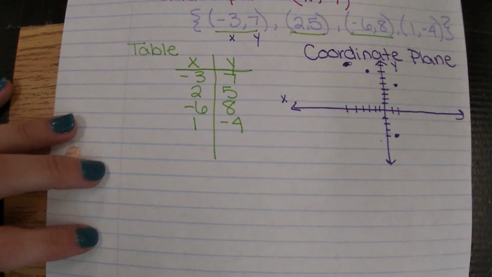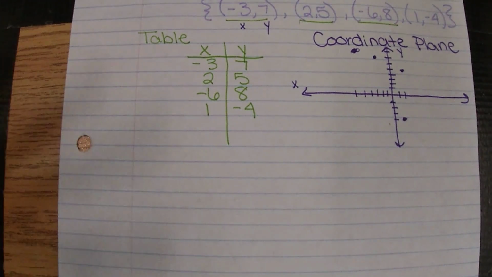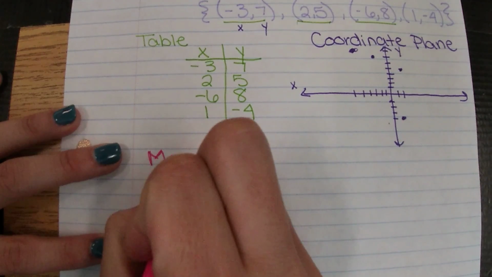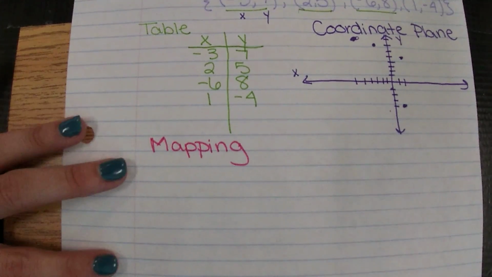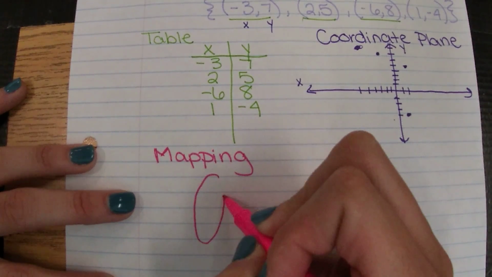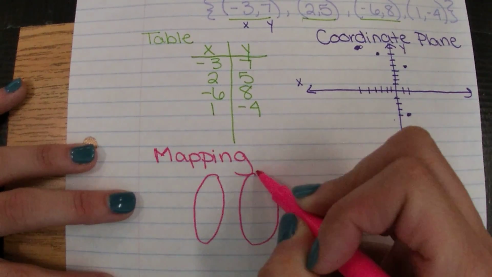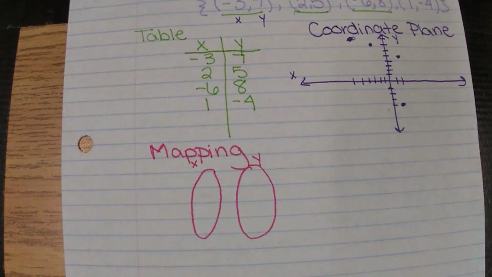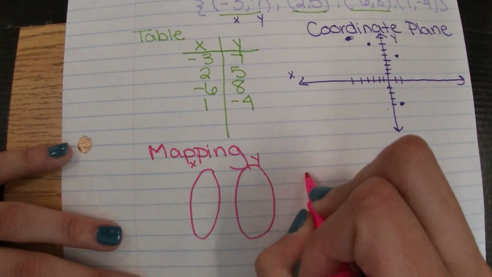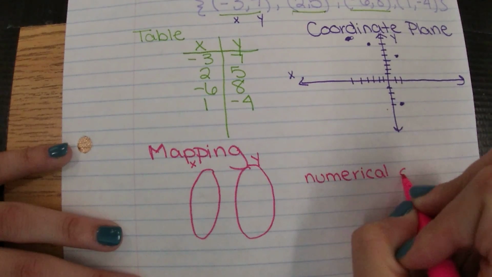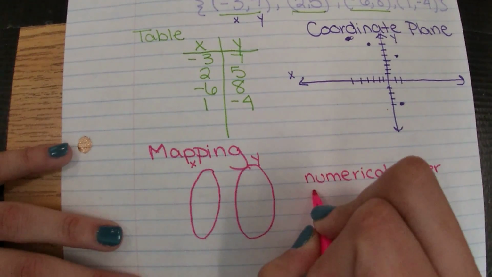The last way that we can represent relations is with a mapping. This should also be reviewed, but this is the one we do the least of. A mapping is where we have two ovals. That's a terrible oval, but pretend. We're going to put our X values on the left and our Y values on the right. But the thing to keep in mind is that the numbers have to be in numerical order, and there can be no repeats.